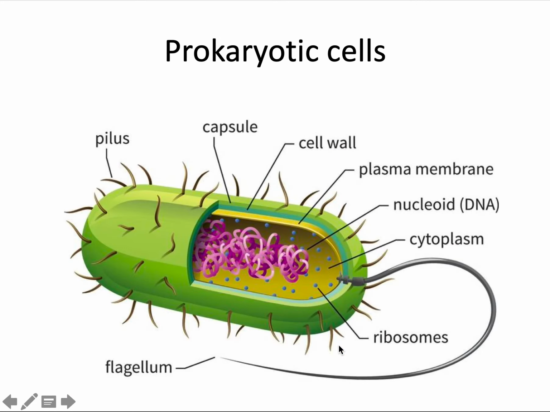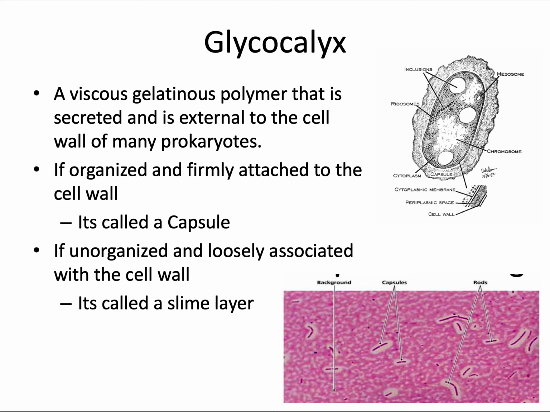So moving on to the cells that we have, the two groups of cells. So we have prokaryotes and eukaryotes. Prokaryotes are characterized by a number of features, and so we'll look at some of them. You have the glycocalyx, which is a type of polymer, very jelly-like in nature, that is secreted to the outer part of these microorganisms, or prokaryotes. And so it's secreted to the external of the cell wall.